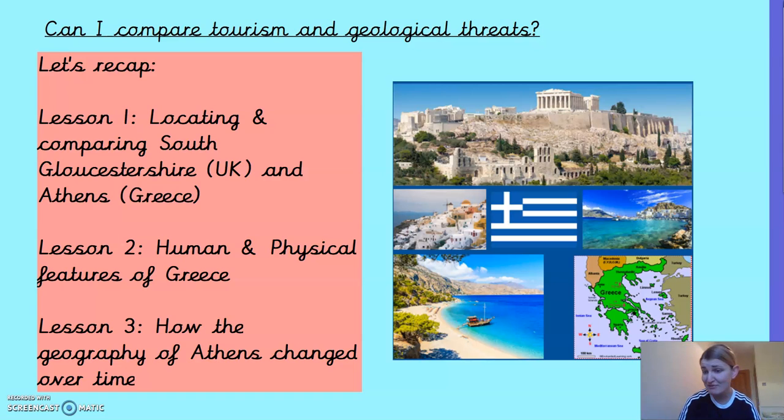And then lesson 3, which was just Monday, 2 days ago, feels like much longer, we were looking at how the geography of Athens had changed over time. So we particularly focused on the Parthenon and the uses of that, but we then looked at how the use of land has changed over time in Greece, how now it relies a lot more heavily on tourism and things like that, whereas before it was designed for different purposes.